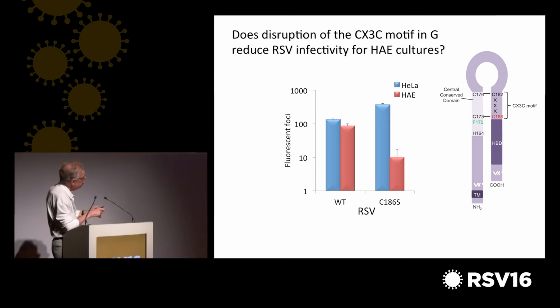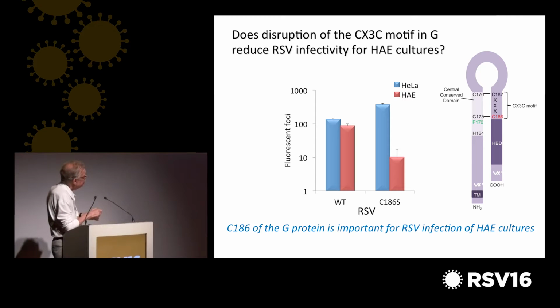So you don't have this disulfide bond. You also don't have that CX3C motif anymore. So one of those things is responsible for knocking this down. But this experiment indicates that this region is probably very important for binding and for infection of those human airway cells.